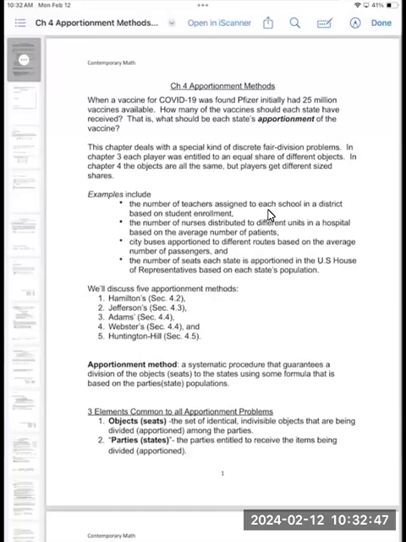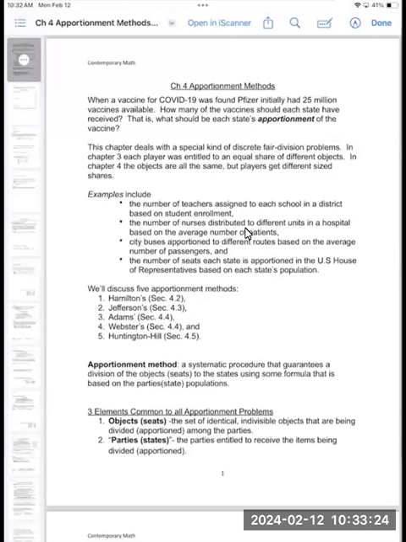So here are some examples of problems we might see. The number of teachers assigned to each school in a district based on student enrollment. So maybe they hired 200 teachers. How are we going to give them out to the schools? Well, we're going to do it proportional to the number of students at each school. If a school is overloaded with students, they're going to need more teachers, right? And a school that doesn't have as many students that year is going to need fewer teachers.